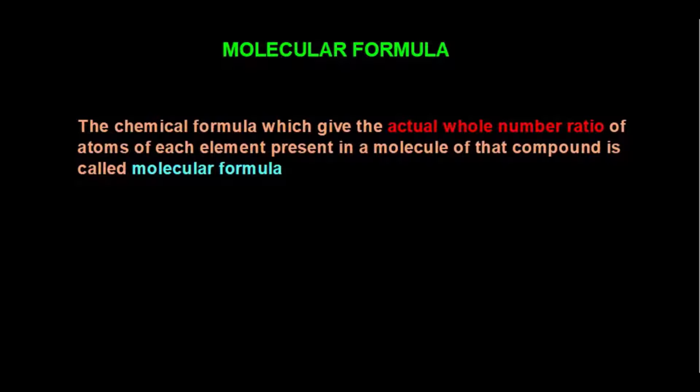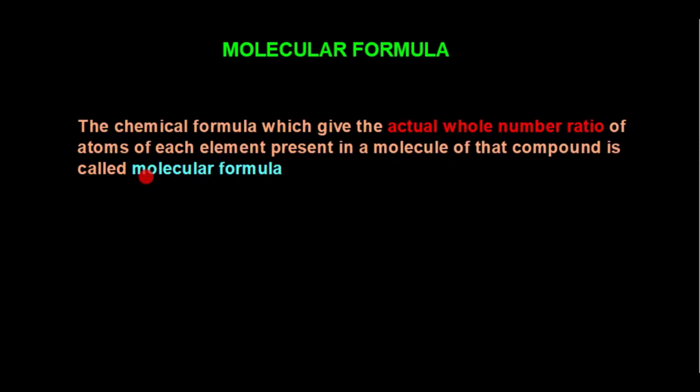CH. In this video, we will discuss molecular formula. We must know what is molecular formula. The chemical formula which gives the actual whole number ratio of atoms of each element present in a molecule of that compound is called molecular formula. Once again, the chemical formula which gives the actual whole number ratio of atoms of each element present in a molecule of that compound is called molecular formula.